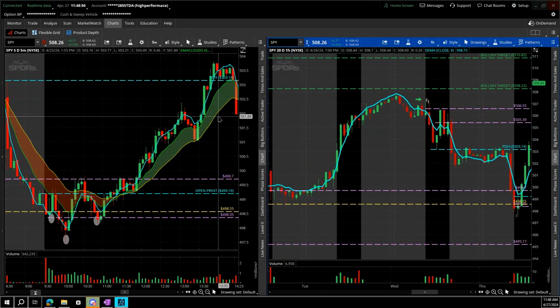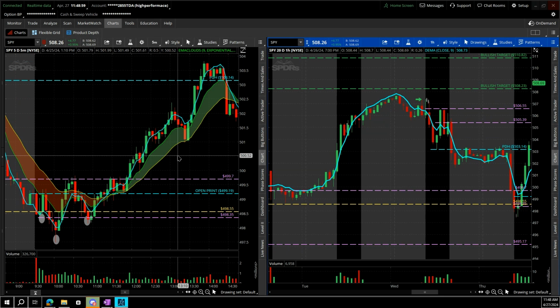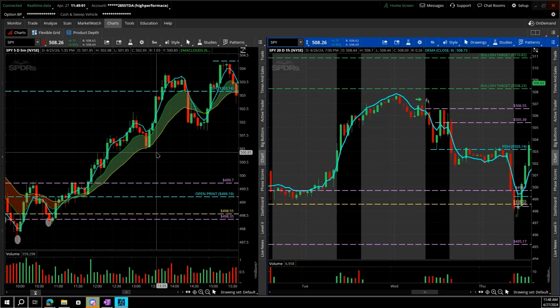Breaking below the 20 exponential moving average, that's when you should be exiting the trade. And it never broke below it, so I held all the way up to previous day low, trimmed at 145, and then that was the last trade of the day.